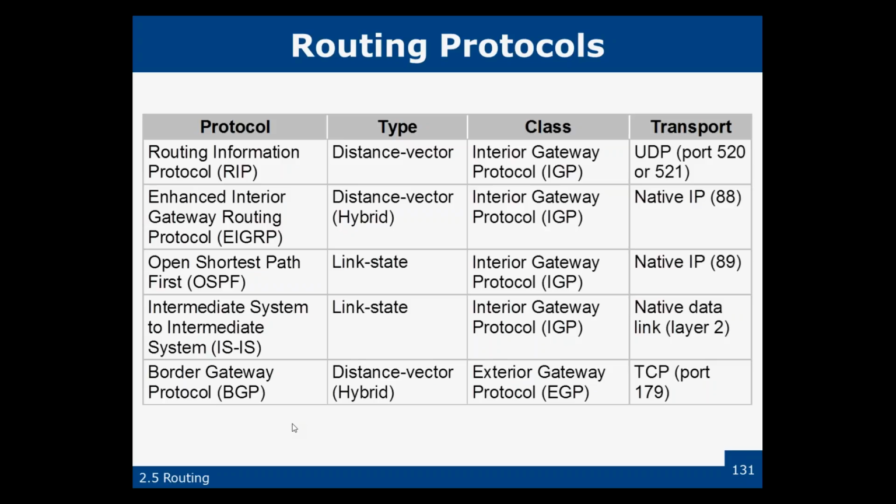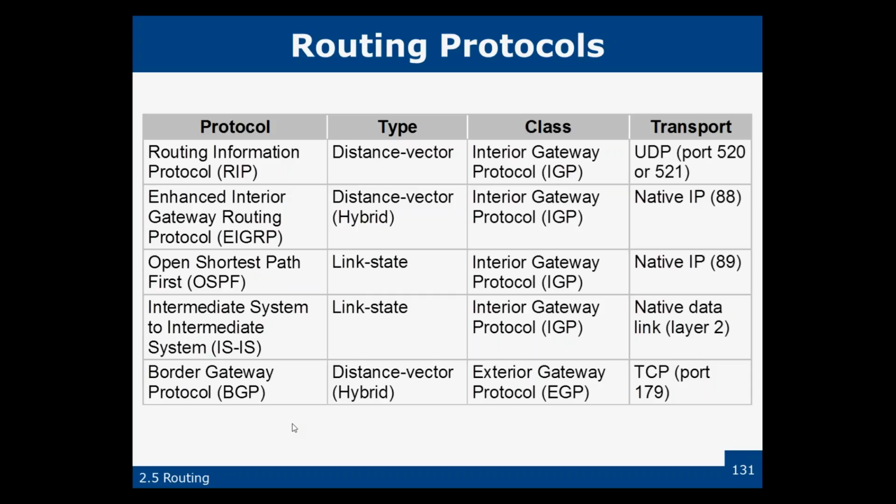It takes the best of both worlds from distance vector and link state, so it is frequently called a hybrid protocol. It's another interior gateway protocol, and it has its own transport layer. It doesn't use TCP or UDP, and it's protocol number 88. OSPF, Open Shortest Path First, is a link state protocol, which means it only sends updates. It's an IGP, interior, and it also has its own protocol, protocol 89.